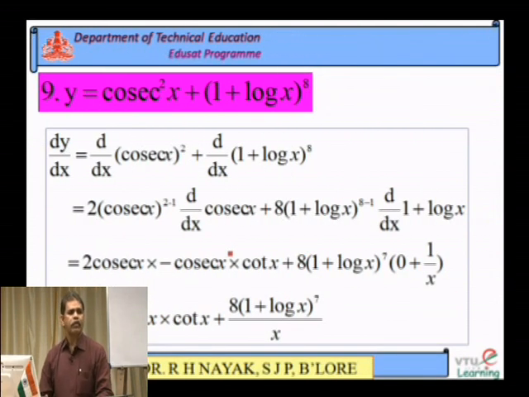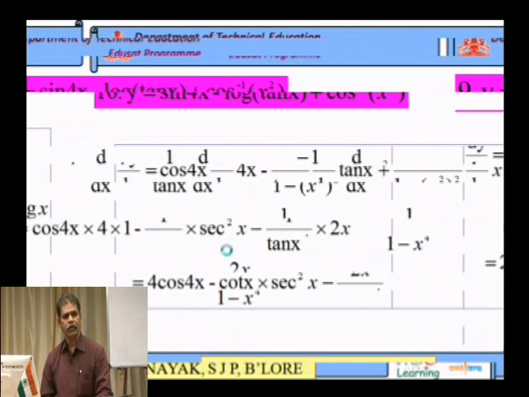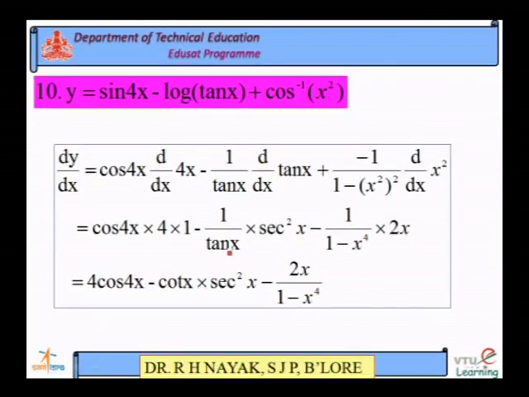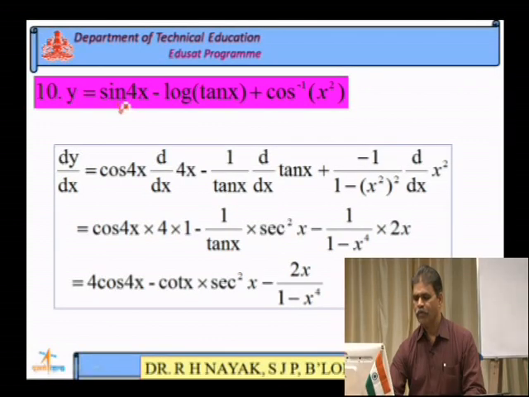This is function to the power of n plus function to the power of n. I am going fast because I have already illustrated such problems, I am just scanning these slides. Y is equal to sin of 4x minus log of tan x plus cos inverse of x square. It is of the form u plus or minus v and w, a sum or difference of many functions.